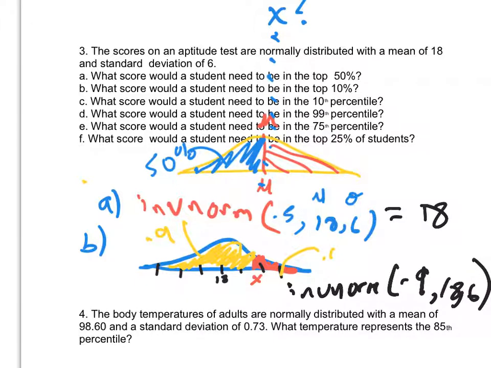Let's see, the third one, C. The word percentile is going to cause you some problems. It just means what percent is lower than the student. So what score would the student need to be in the top 10 percentile?